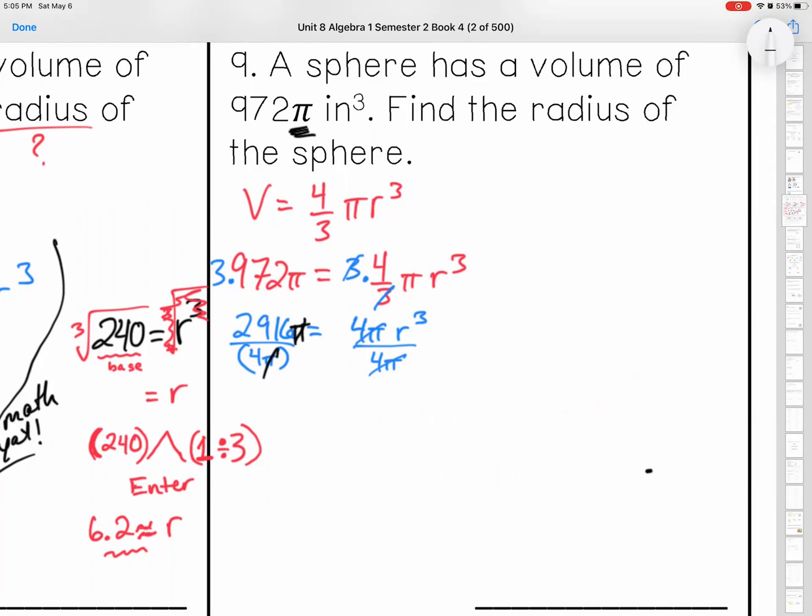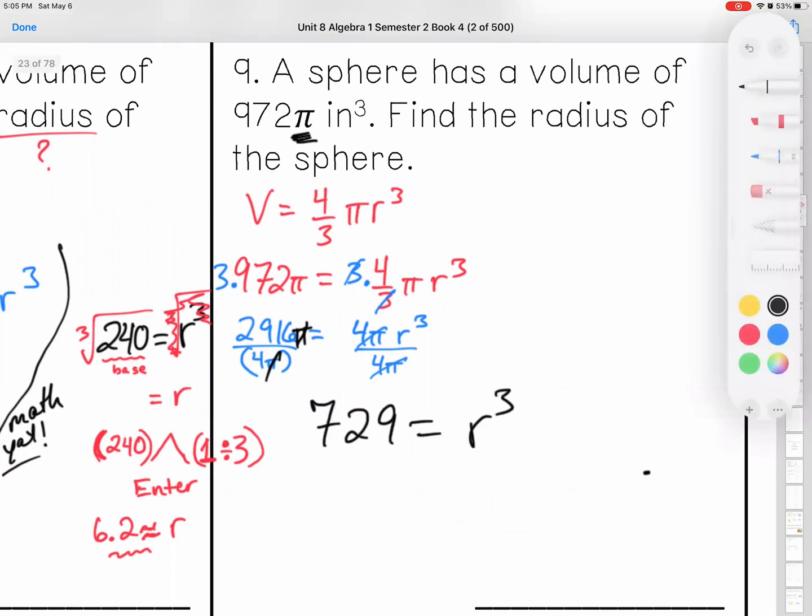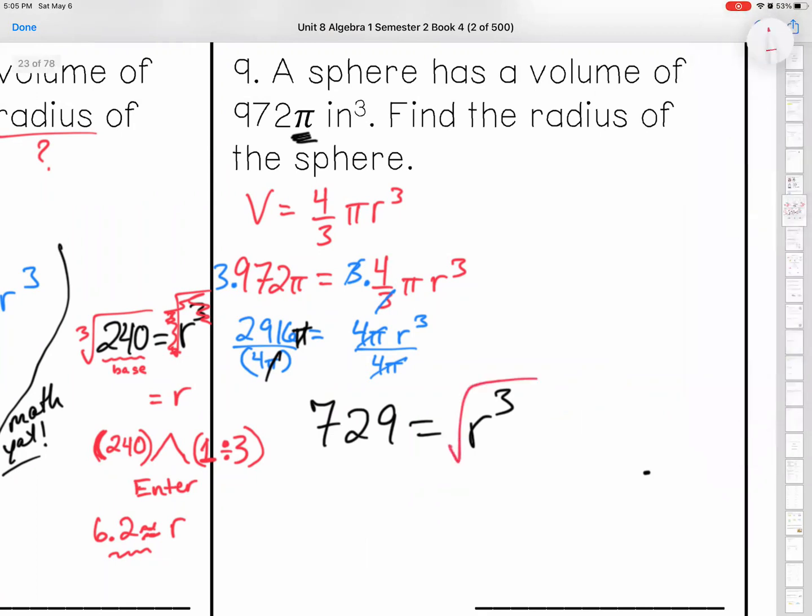Okay. So really we have 2,916 divided by just 4. So 2,916 divided by 4, we get 729. I thought this one came out clean. And then lastly, we're going to go ahead and take the cube root of both sides. So the cube root comes together, cancels with the cube. R is all alone. And then that equals 9 in the end. So our radius comes out to a clean 9.